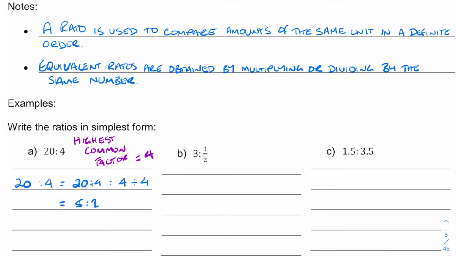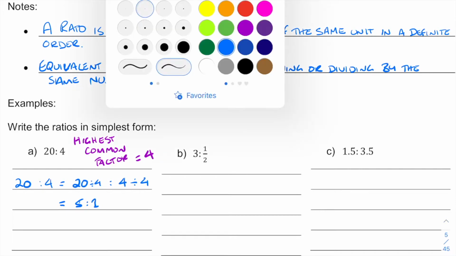Now, for our second example, we have the ratio of 3 to a half. Now, one of the things to note about ratios is you cannot have fractions and decimals for a proper ratio, or for its simplest form of a ratio. The simplest form of a ratio is always whole numbers. So what we need to do here is we need to change that fraction to a whole number, but we need to do things in a way that's going to keep everything equivalent. So let's make a quick note.